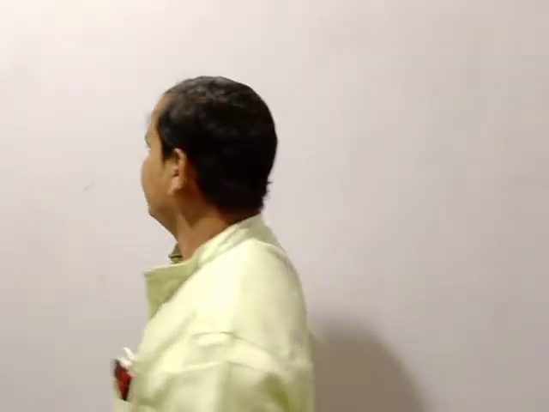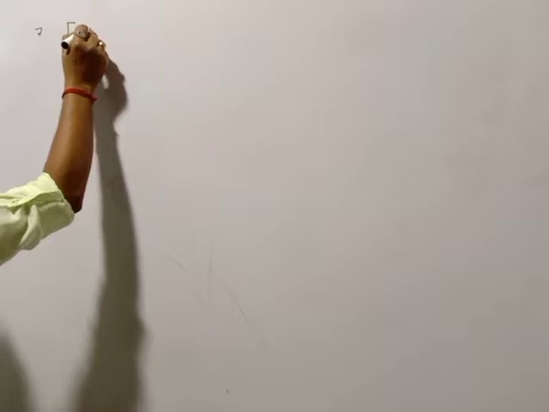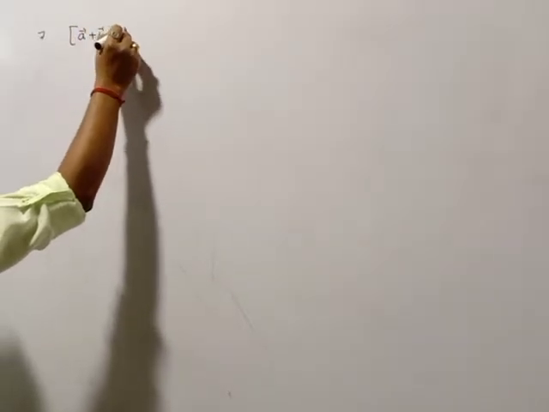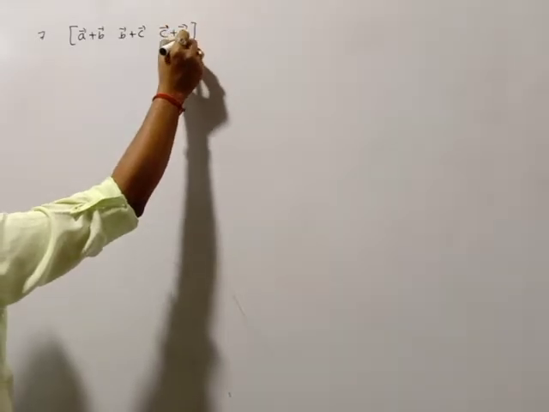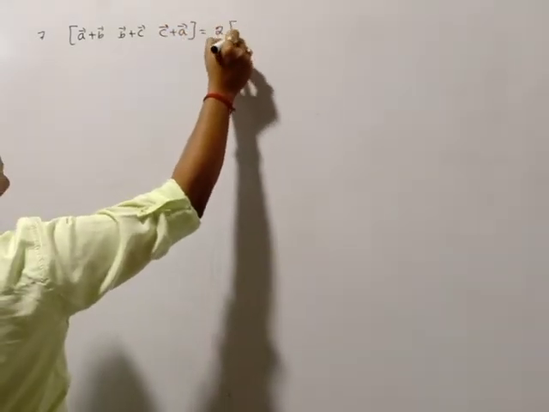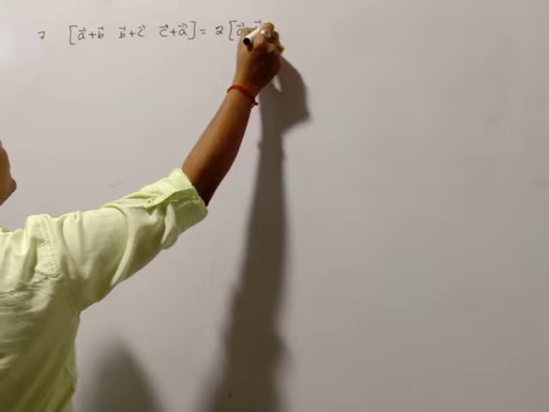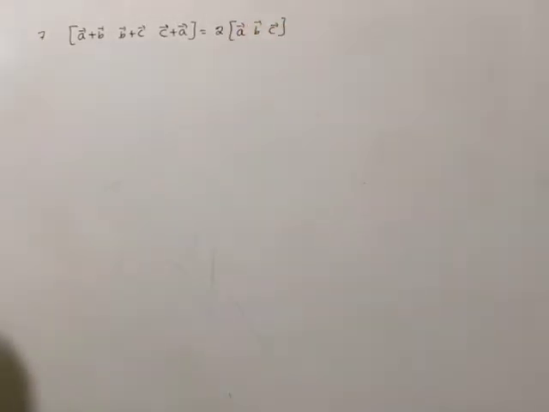In the D exercise, there are only 5 problems remaining. We are discussing these 5 problems now. Okay, in this one, question number 7 is: box of (A bar plus B bar, B bar plus C bar, C bar plus A bar) is equal to 2 into box of A bar, B bar, C bar. This is the question given.